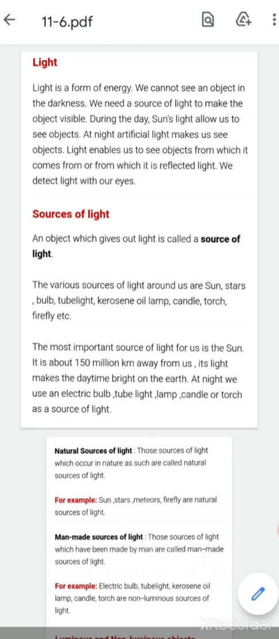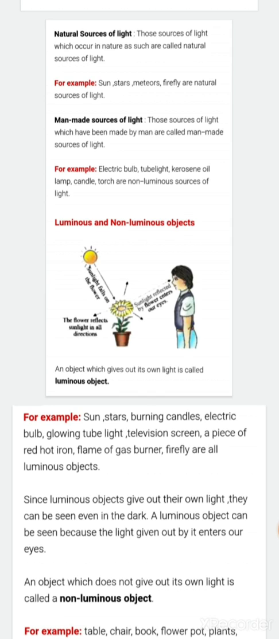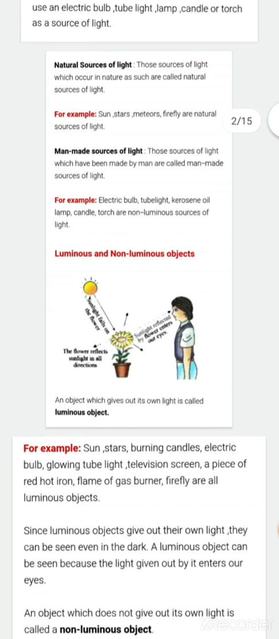Now, there are generally two types of sources. The first one is natural source of light, and the second one is man-made source of light. So what do you mean by natural source of light? Those sources of light which occur in nature as such are called natural sources of light. For example, sun, stars, meteors, fireflies are some natural sources of light. What are man-made sources of light? Those sources of light which have been made by man are called man-made sources of light.